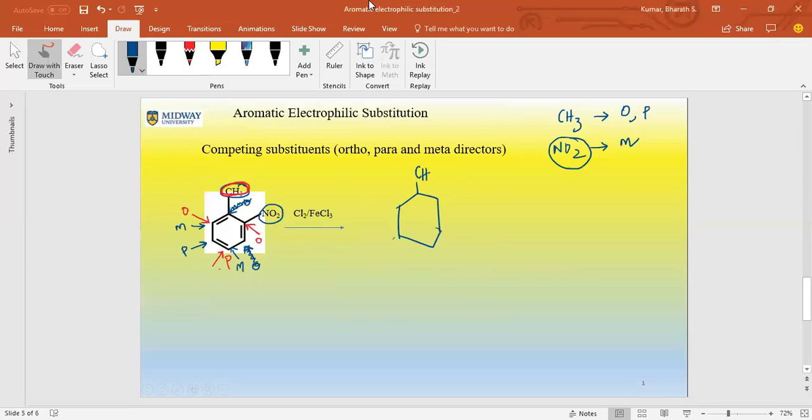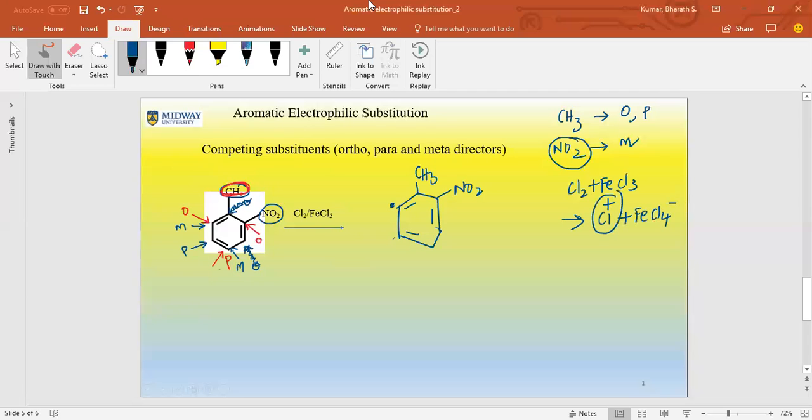You have your CH3, you have your NO2, right? This is where you start with, okay? Now the Cl, which is Cl2 plus FeCl3, if you remember, it will be Cl plus FeCl4 minus. So your Cl plus is your electrophile. So the electrophile could technically go to one of the two meta positions, okay?